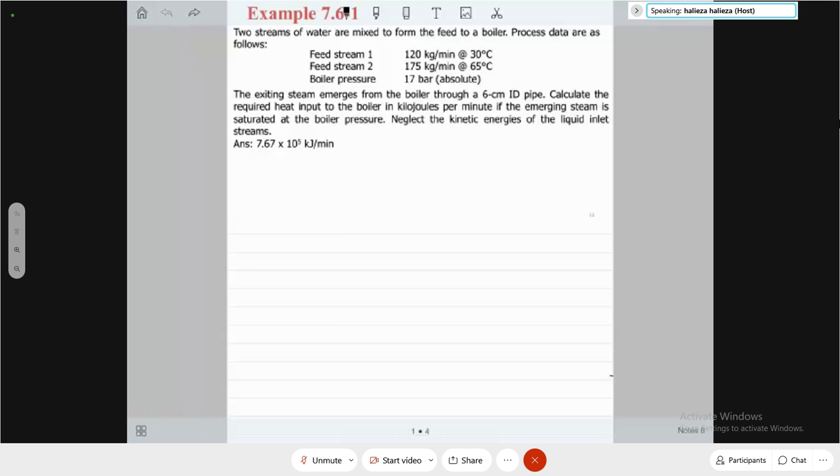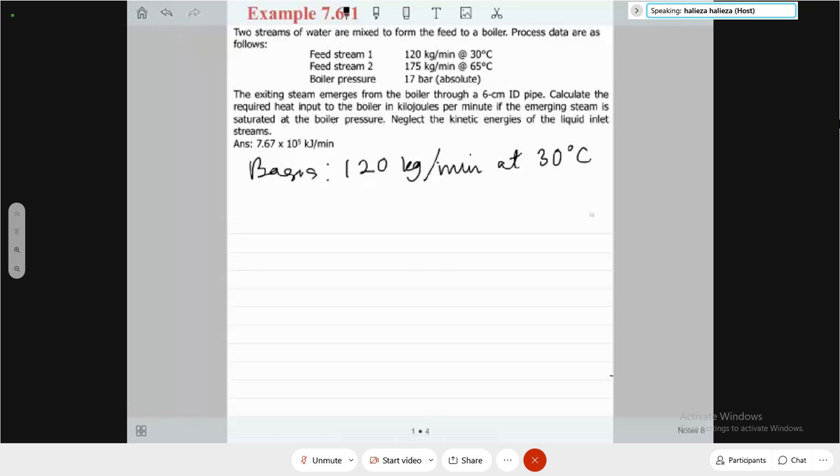What do we have to do first, you guys? You tell me. Basis. Okay, what basis are you going to use? 120 kilogram per minute. Okay, we can. You have two streams coming in, and you can choose either one. Since you specified 120 kilogram per minute, you need to specify per minute, and you need to mention that it is at 30 degrees C. Okay, that is your basis. You can choose the other stream if you prefer.